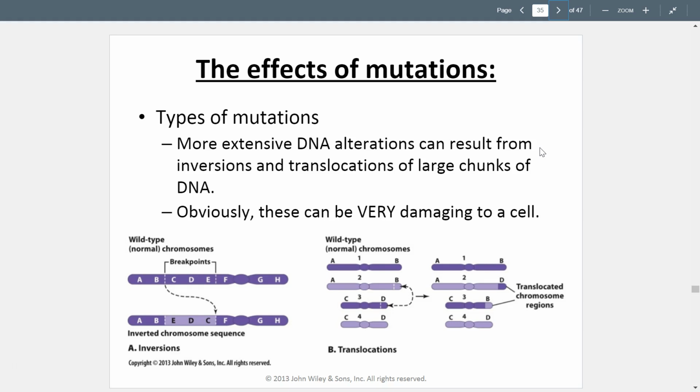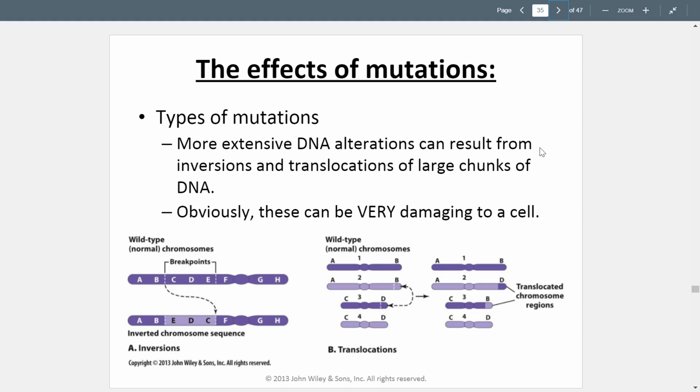But think about this. You get one chromosome from mom and one from dad, and maybe one's got A and one's got B. And during this process, maybe we switch them up. And it's just random as to which one you give to your kids too, whether you give them A or B.